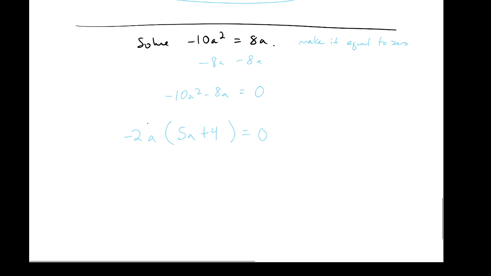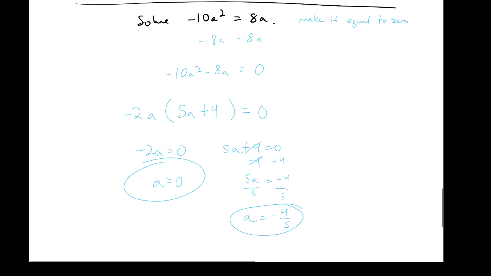If you don't believe me, multiply it back. Negative 2a is equal to 0. 5a plus 4 is equal to 0, right? So a is equal to 0 when I divide there. And sometimes I need to do a little extra work here just to make sure I'm doing this right, especially when it's going to involve a fraction. So a is going to be equal to negative 4/5. So those are my two solutions.